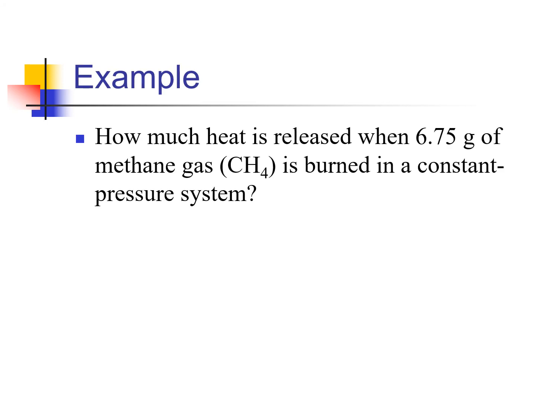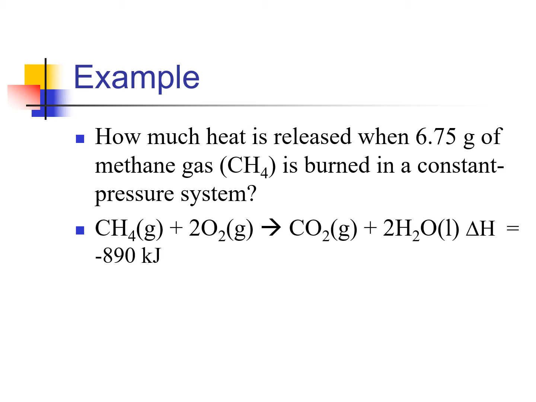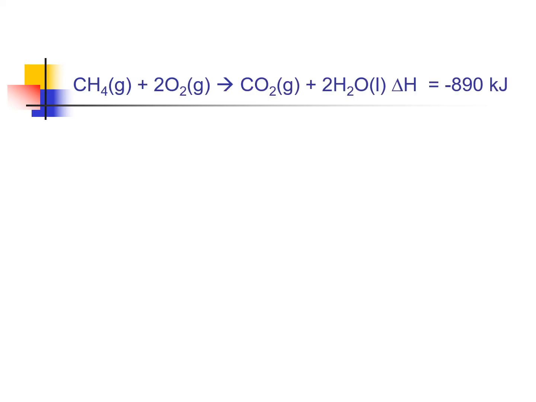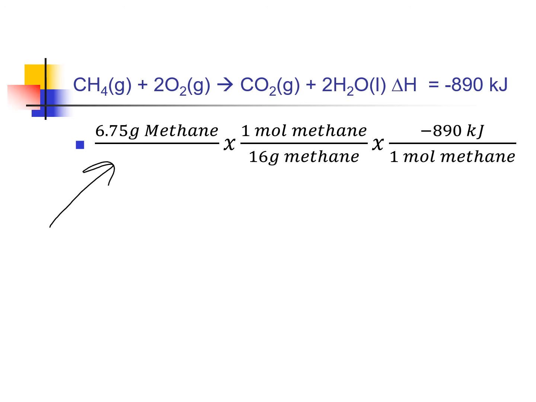So an example: we're going to see how much heat is released when 6.75 grams of methane gas is burned. So we have our reaction. At this point, it's a modification of stoichiometry. Like all stoichiometry, we start with what we were given. We were told 6.75 grams of methane. We turn it into moles, so I divide by the molar mass to cancel out grams of methane. I'm now in moles of methane.